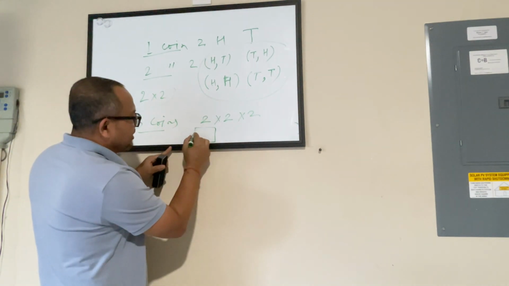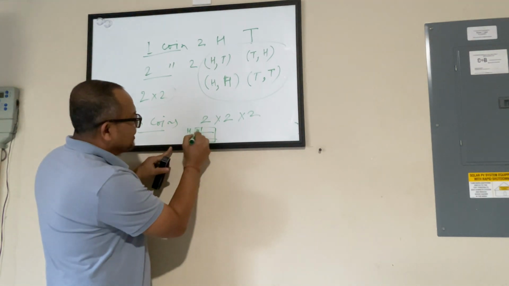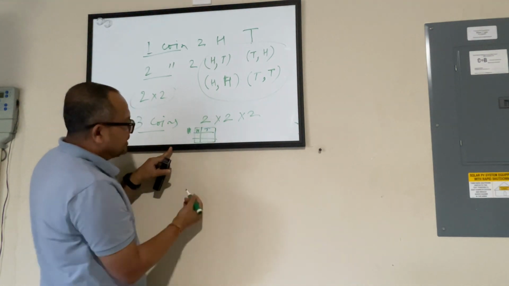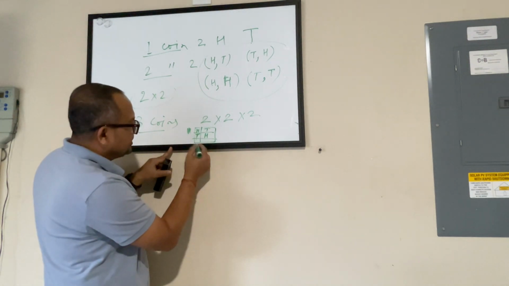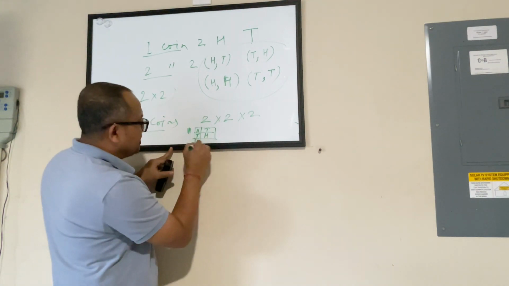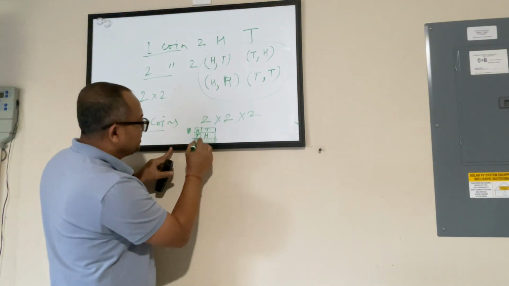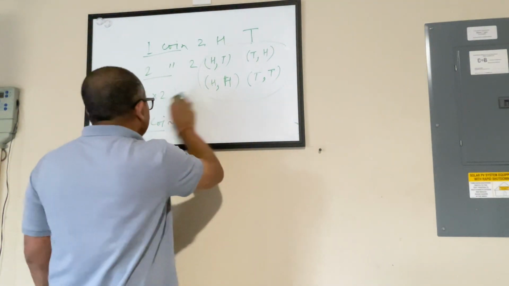So you have 3 coins, right? The first coin is head. It could be tail. If this is tail, this could be head. There are 2 options. Now, if you have a head, this is not the way to look at it. Let me put a clearer picture.